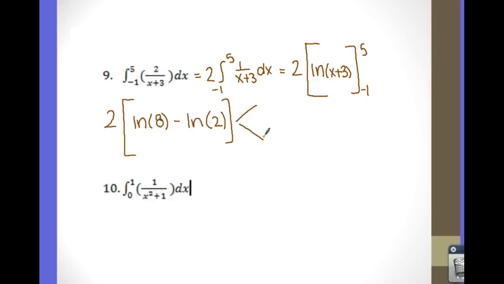I want to just review our ln rules with us. If you have 2 ln of 8 minus 2 ln of 2, what's the rule when you have a 2 out in front of your ln's? Bring it up as an exponent. So you could rewrite that as ln of 64 minus ln of 4, and then do your division. So 64 divided by 4.